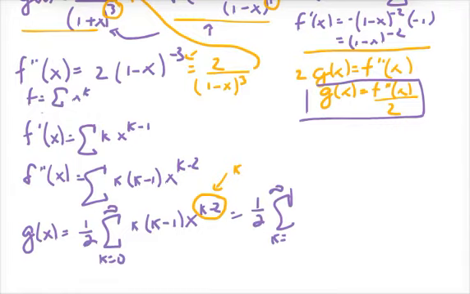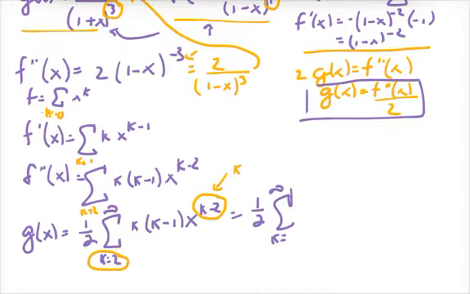So let's rewrite this. Oh, I'm sorry. This is k equals 2 because it's a second derivative. So you always start the index one more than the derivative. You have to add 1 for each derivative. In other words, the series here starts at 0. For the first derivative, it has to start at 1, and for the second derivative, it starts at 2. So this is 2 to infinity.